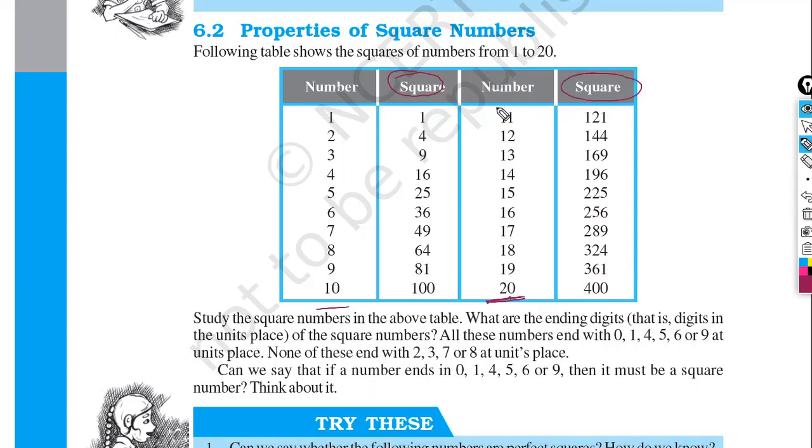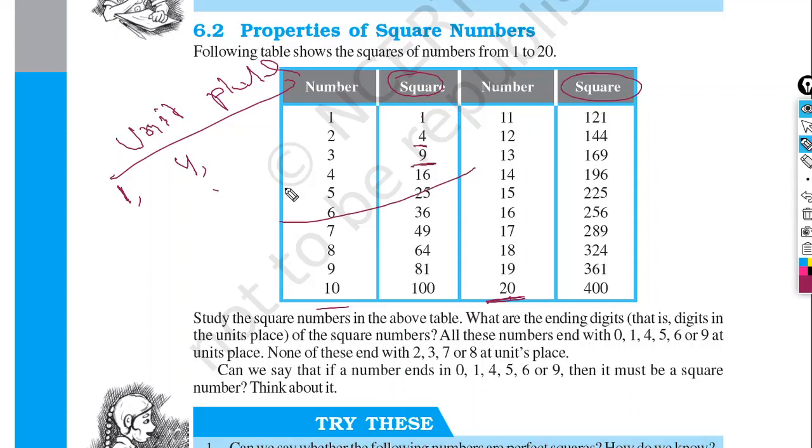Now you see there is some peculiarity in the square numbers. Just look at the unit place, that means the ones place. What are the numbers in the unit place? Here you can see 1 is there, we can write 1. Look at the table. 4 is there, we can write 4. Then 9 is there, we can write 9. Only look at the unit place.